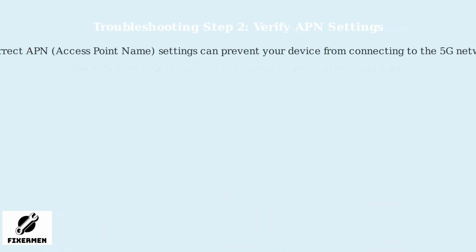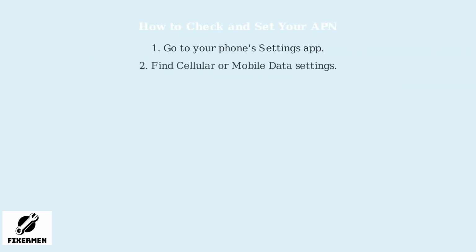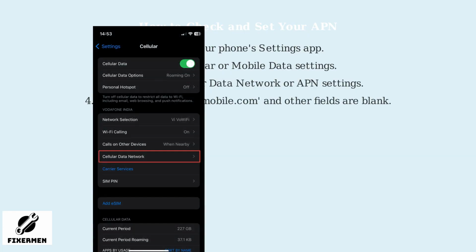Incorrect APN, or access point name, settings can prevent your device from connecting to the 5G network. The APN is like an address that tells your phone how to connect to your carrier's network. For T-Mobile, the correct APN should be set to fast.tmobile.com. To verify and set your APN settings, start by opening your phone's Settings app.